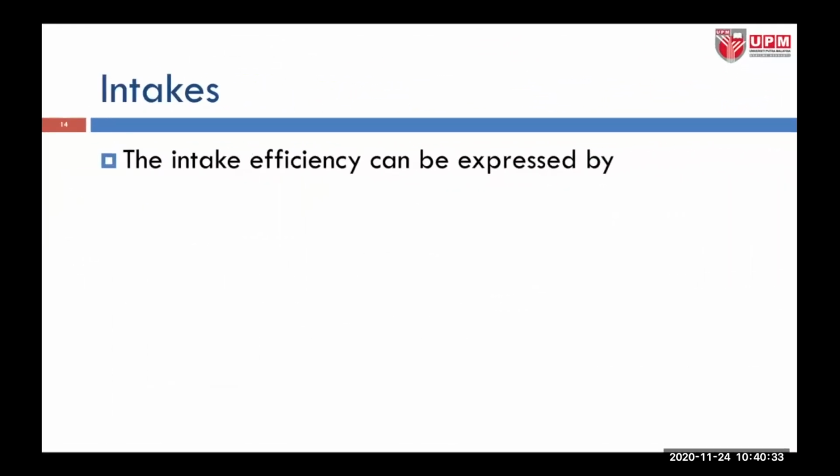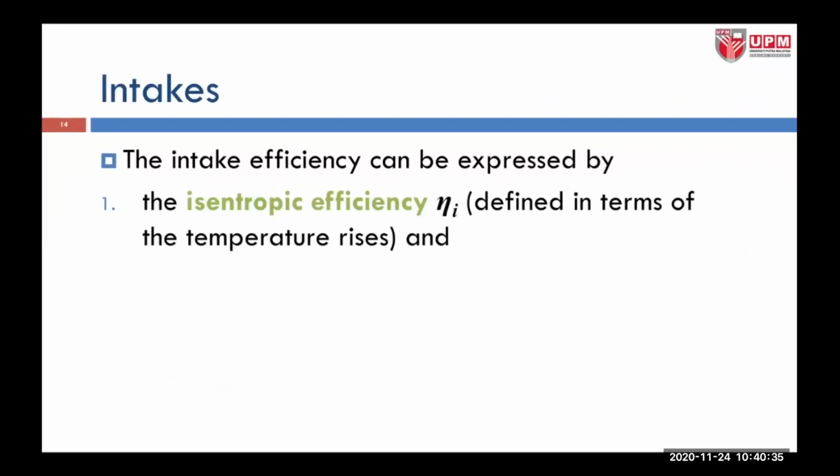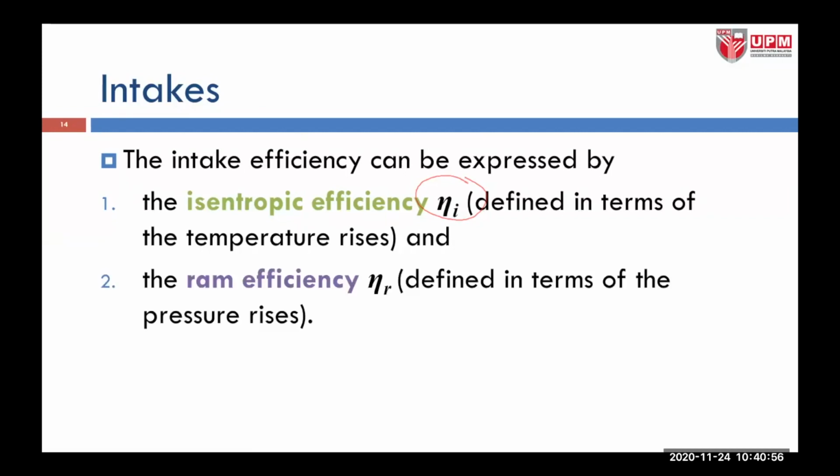The intake efficiency can be expressed by the term zeta I, okay, intake efficiency, right? So we have zeta I here, and it is the isentropic efficiency, which is defined in terms of the temperature rises, and the ram efficiency zeta R, which is defined in terms of the pressure rises.